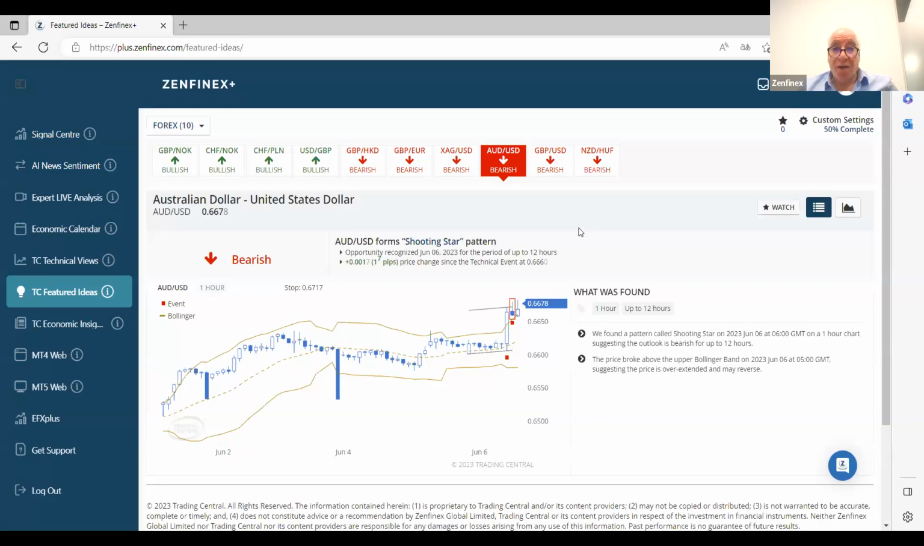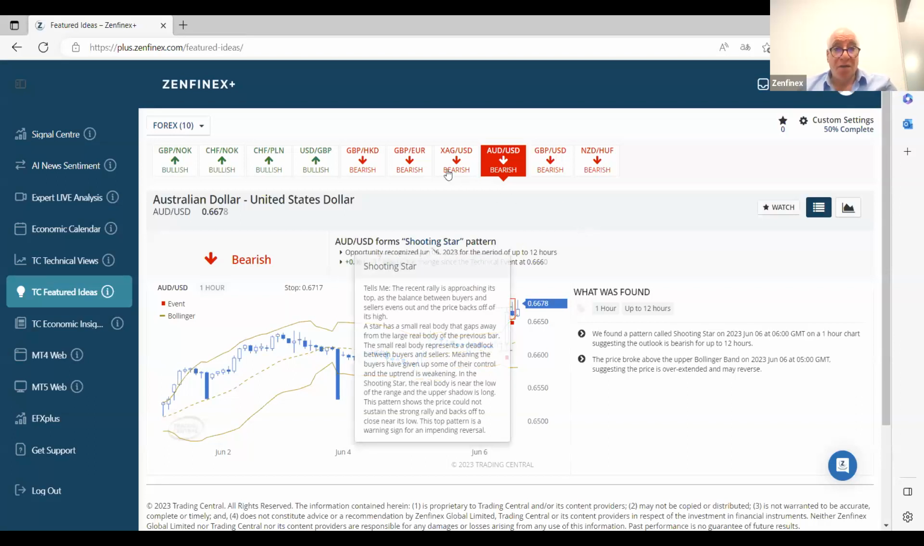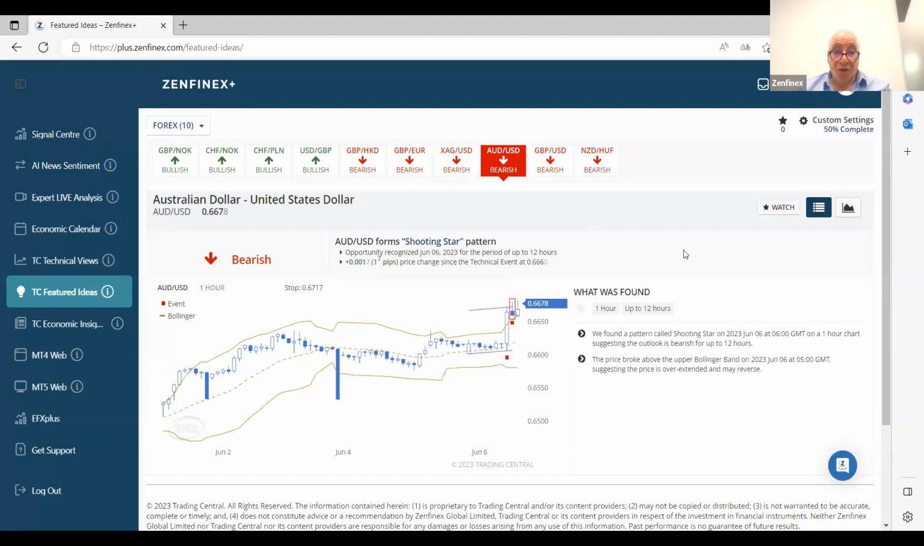So the whole point is that when you get these trade ideas, for you to go to your chart and see what sense you can make out of it, rather than just taking them blindly, which I wouldn't do. Let's now go back to our last bit of the presentation.